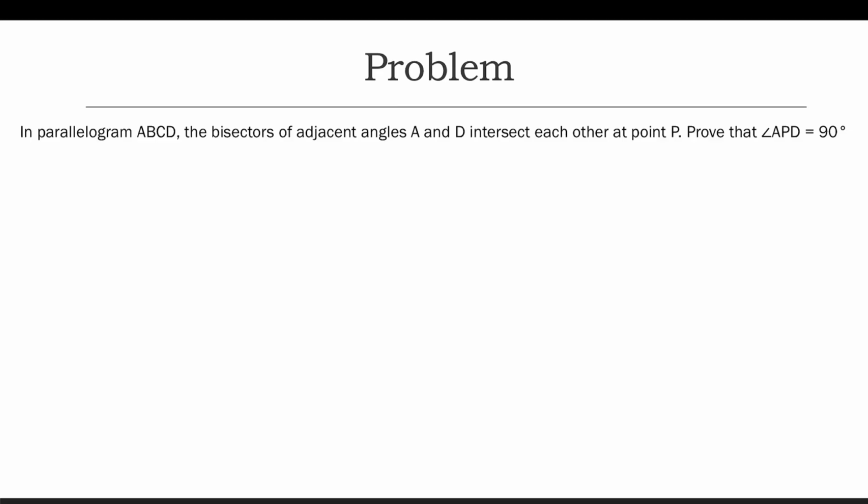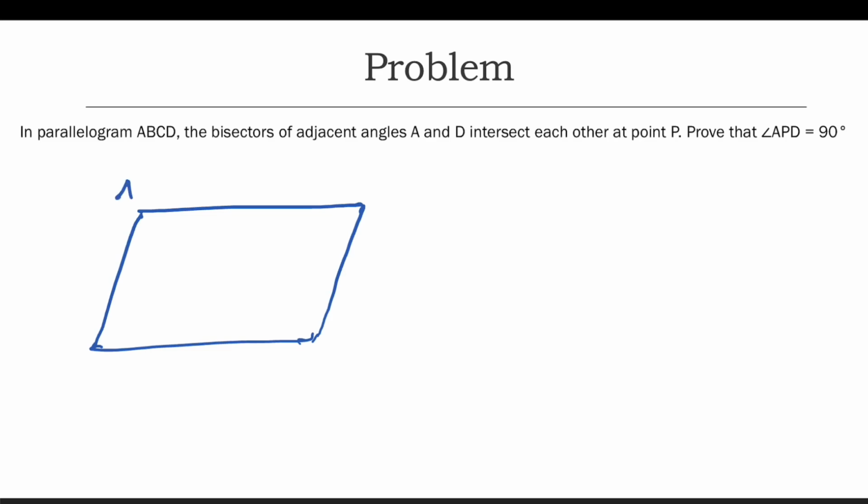Now let's come to this. In parallelogram ABCD, the bisector of adjacent angle A and D intersect each other at point P. Prove that angle APD equal to 90 degrees. This is very easy. Let's take this parallelogram. So A, B, C, D. Now the bisector of angle A is this, bisector of angle D is this, and they are meeting at P. What we have to prove? We have to prove this is 90 degrees. Very simple.